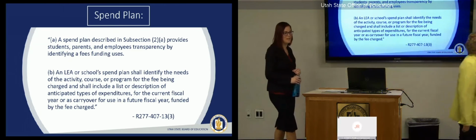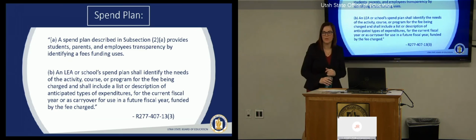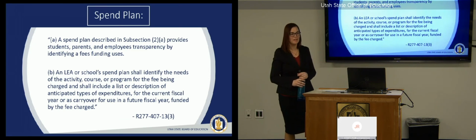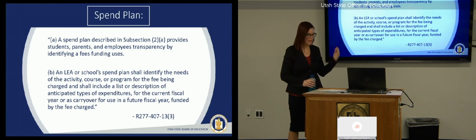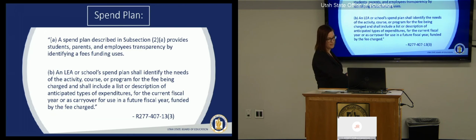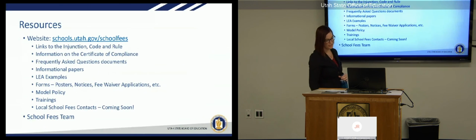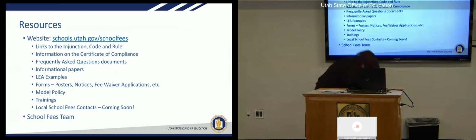So this is just what it states in the rule, that the goal is to provide transparency, not just to parents and students, but to employees as well. So your teacher should understand and be able to look at this in the administration. And then 407.13 is where it talks about the SWIM plan. Resources, I kind of want to go over that a little bit.